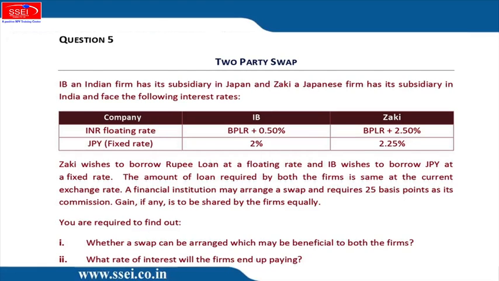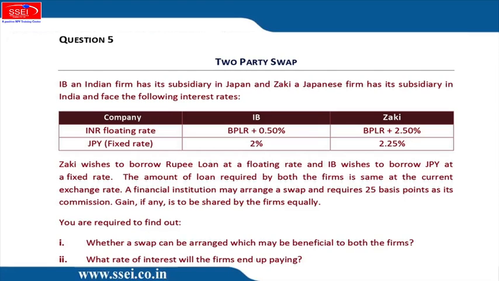See, once again go to the table. Zaki wants to borrow INR floating. You have underlined BPLR plus 2.5. If you're not underlining, I can't explain to you. IB wants to borrow JPY fixed, so I will underline 2%. The remaining ones use a star. So we have starred BPLR plus 0.5% and 2.25%.